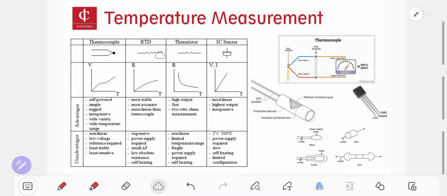I think that is enough for explaining this temperature measurement. Shortly, if you have any question about this temperature measurement, you can comment below on this video.